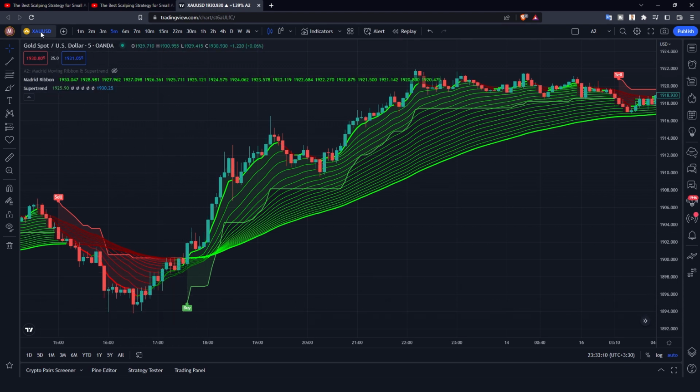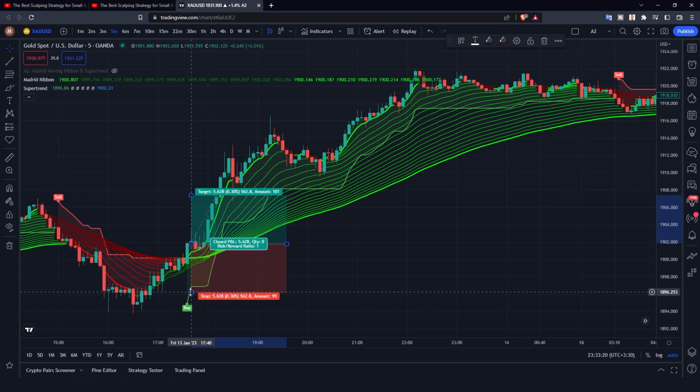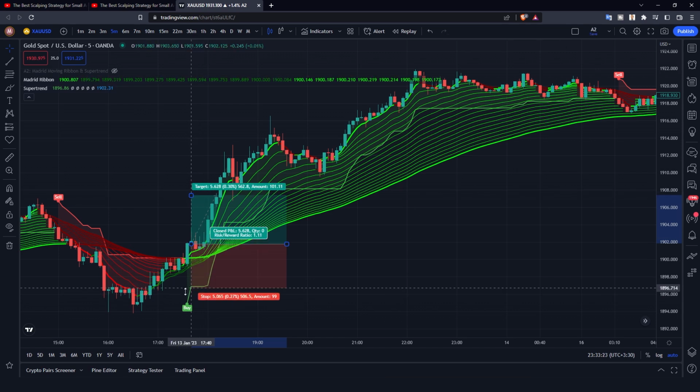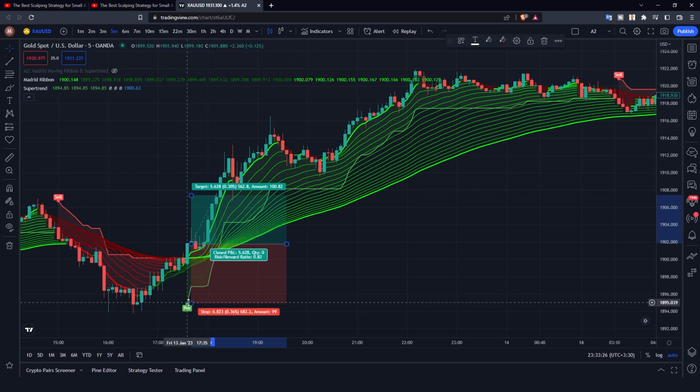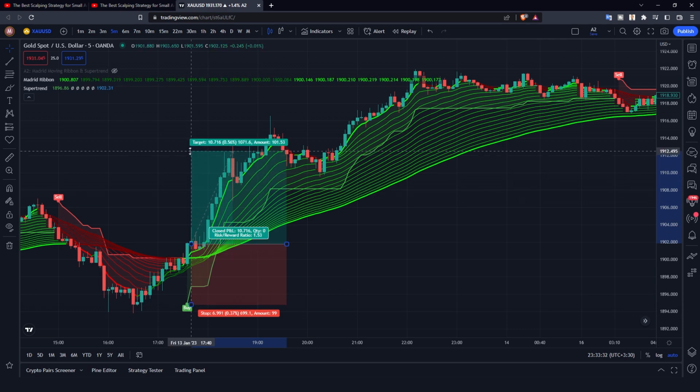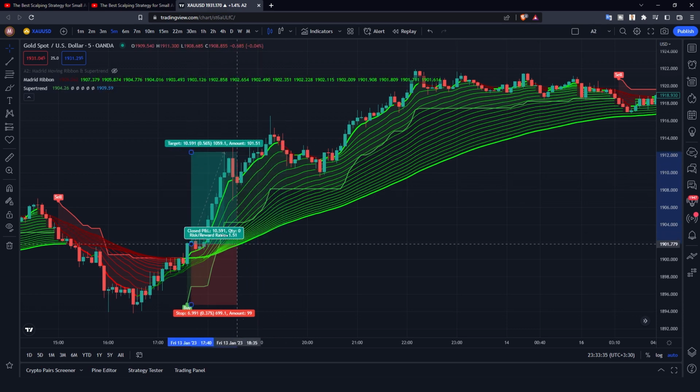This is the gold chart in the 5 minutes time frame. When we get a buy signal, we enter the position at the opening of this candle. The stop is placed exactly at the Supertrend line, and it considers a 1.5 risk to reward ratio for profit gain. That's all we have to do.